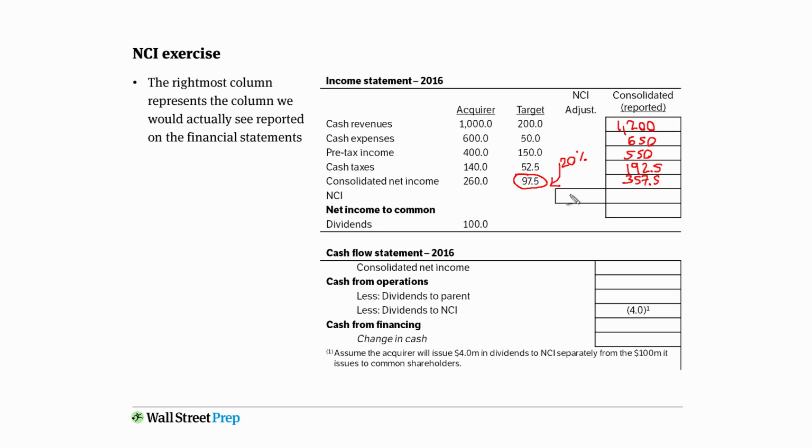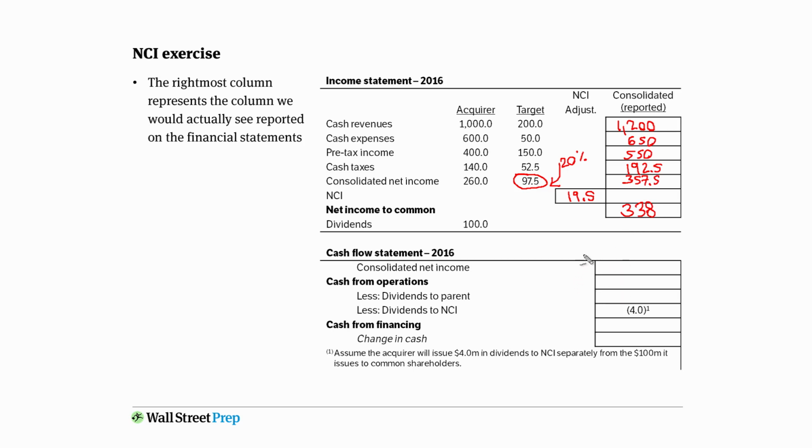So that's the exercise. 20% of 97.5 roughly comes out to 19.5. And this represents the expense that reduces consolidated reported net income down to net income to common shareholders. And that brings us to 338 in net income to common.